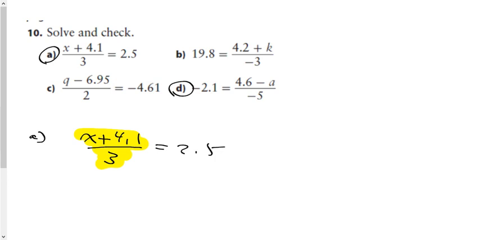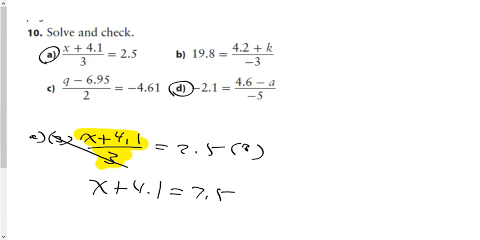I only have, how much of x plus 4.1 do I have? A third of it. So if I think of that as being a third of x plus 4.1, then tripling that will give me a full value of this. That makes sense to everyone? But of course, numerically, we have to triple both sides. I get 7.5. And I've created a fairly easy question right now, right? Subtract 4.1, and x will equal 3.4, right? Easy peasy, lemon squeezy.